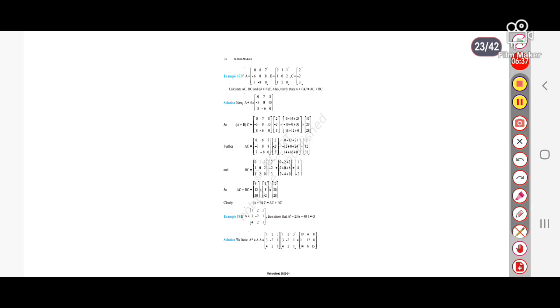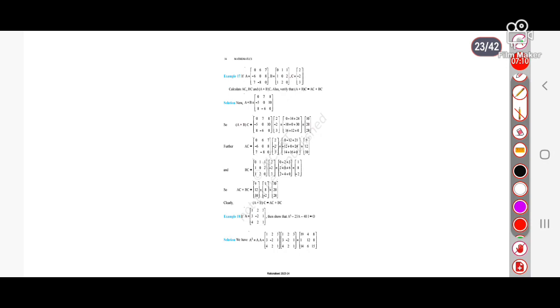Okay, the same way, they find the value of A plus B. A plus B is nothing but, as I told you before, addition of matrices, just adding the respective positions of the two matrices given for adding, and they got the result A plus B over here. Now what they asked us to find is AC, BC, A plus B into C. Okay, fine. Now they found the value of A plus B.